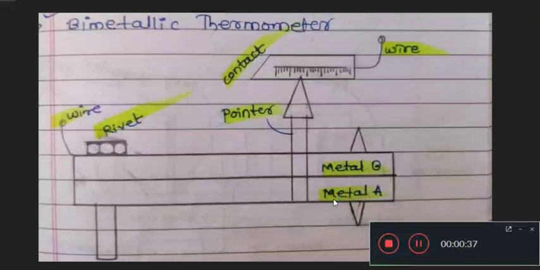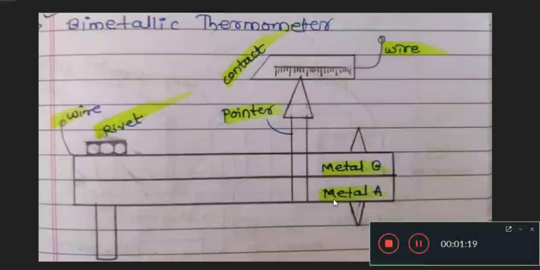It not only measures the temperature, it also controls the temperature of the system itself. It consists of two different metals, metal A and metal B, having two different coefficients of thermal expansion. The metal A has a higher coefficient of thermal expansion than the metal B. These two metals have been joined by two different rivets, and each rivet is connected to wires as shown in the figure. There is a pointer which shows the reading of temperature itself.